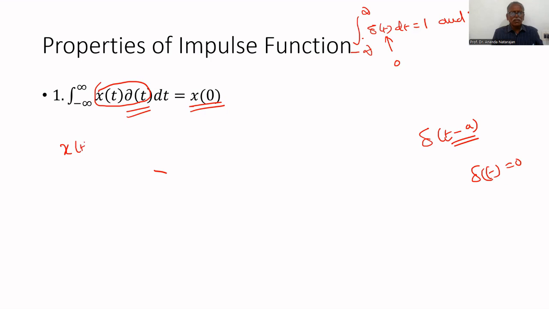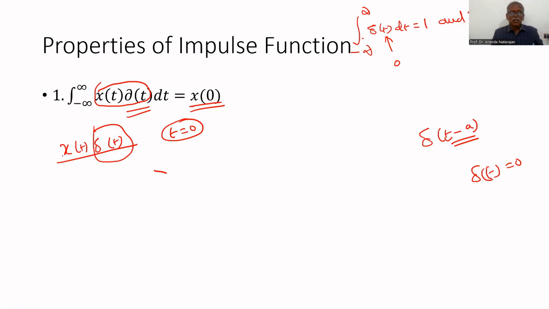Here, x of t del of t, if you consider this, let us assume that x of t exists at t equal to 0. That is important. It is continuous at t equal to 0. Continuous means its value exists at t equal to 0. That is the meaning. So x of t is continuous at t equal to 0. Therefore, its value exists at t equal to 0. But this function will exist only at t equal to 0. Therefore, we can say that otherwise it is 0. Del of t is 0 otherwise.